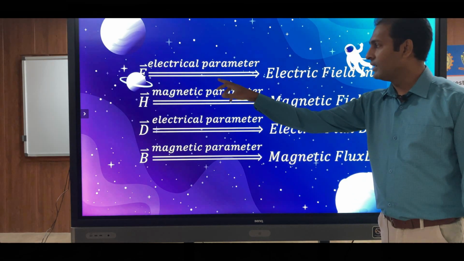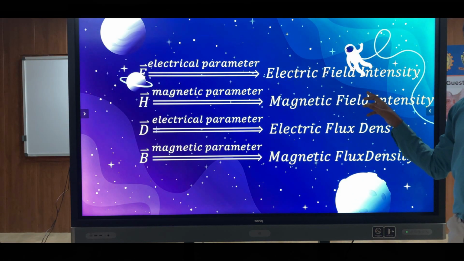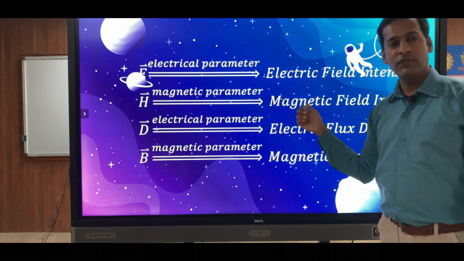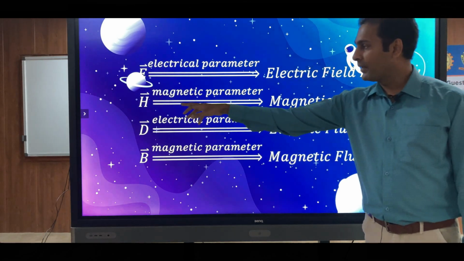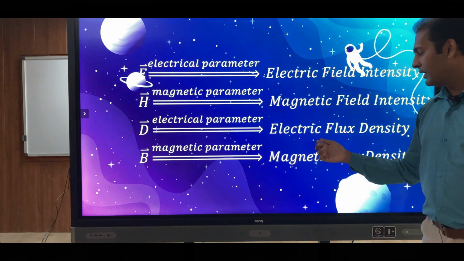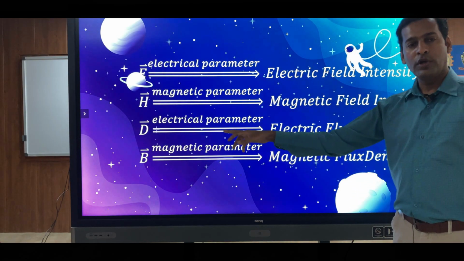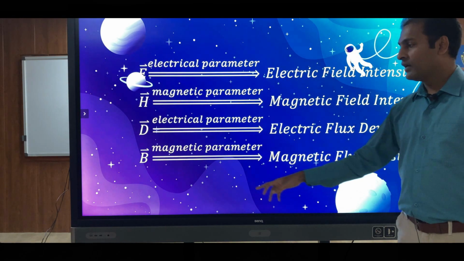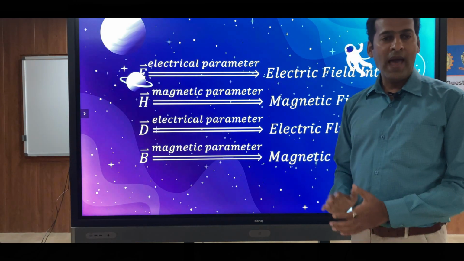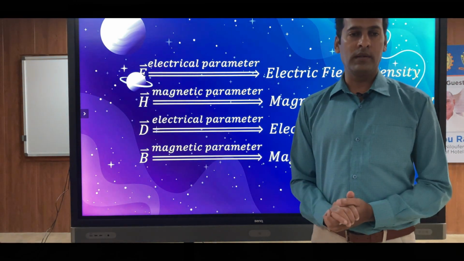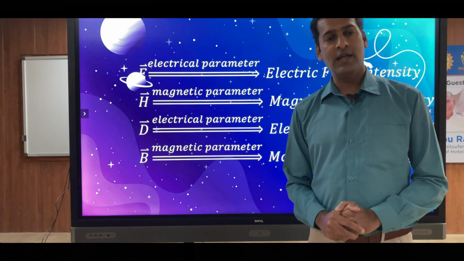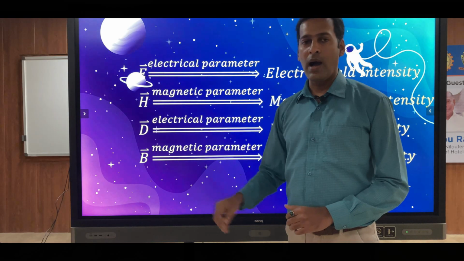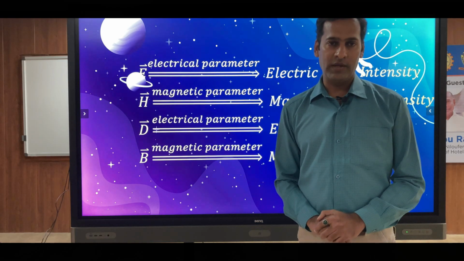The first one is electric field intensity, denoted by capital E. Next one is magnetic field intensity, denoted by capital H. Third one is electric flux density, denoted by D, and the fourth one is magnetic flux density, denoted by capital B. As we are saying all of them are vectors, they must have direction as well as magnitude, and we represent these vectors by showing a bar on the head of that alphabet.